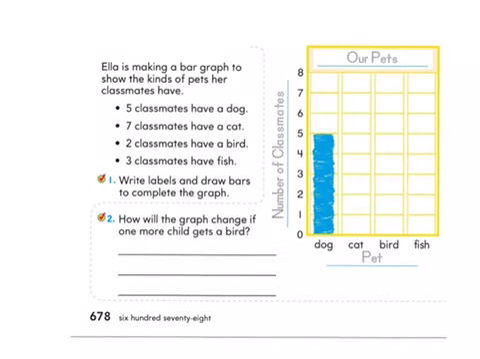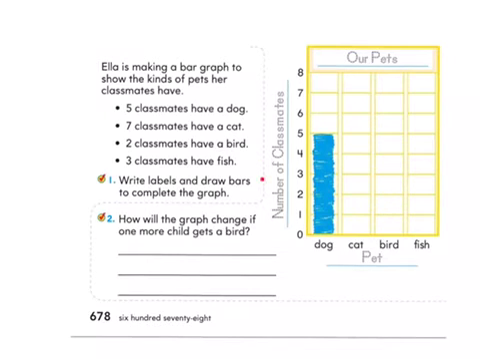All right, so now we're going to make another bar graph of pets. So this has already shown us, the title of our graph is called Our Pets. On the side here is the number of classmates of each pet, and down here are the pets. So this tells us Ella is making a bar graph to show the kinds of pets her classmates have. 5 classmates have a dog, 7 classmates have a cat, 2 classmates have a bird, and 3 classmates have fish. Write labels and draw bars to complete the graph.